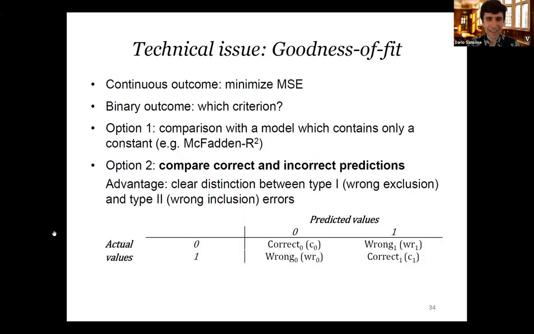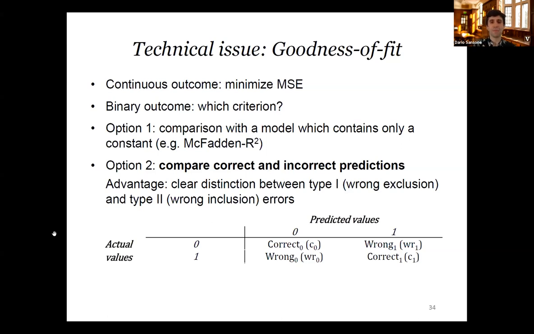So before showing you the results, we have to agree on which criteria we want to use to compare different models and decide which model is the best. If this were a continuous outcome, then not everybody, but most people would agree that what we need to do is to minimize the mean squared error. We can also discuss that, but it's not the point of the paper. The point here is that we have a binary outcome: in this case, dropout, yes, one, or graduate, yes, zero.